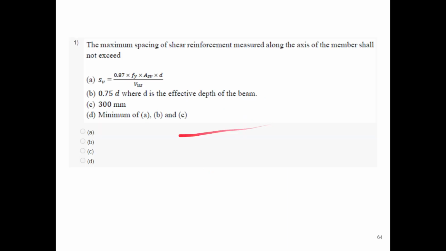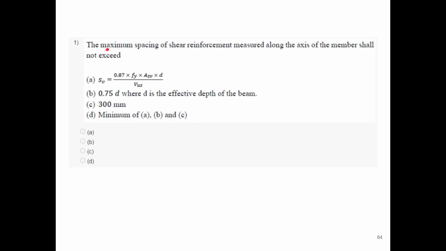So let us now solve few problems based on this. First question: the maximum spacing of shear reinforcement measured along the axis of the member shall not exceed sv equal to 0.87 into fy into Asv into d by Vus, 0.75 d, where d is the effective depth of the beam, 300 mm. Or the minimum of A, B, and C. So which of the four is correct?